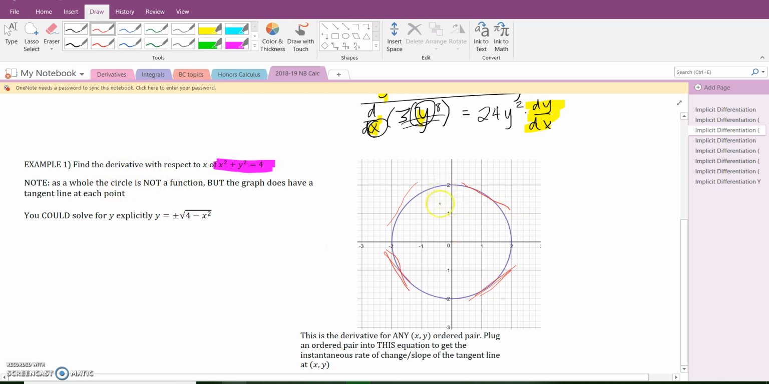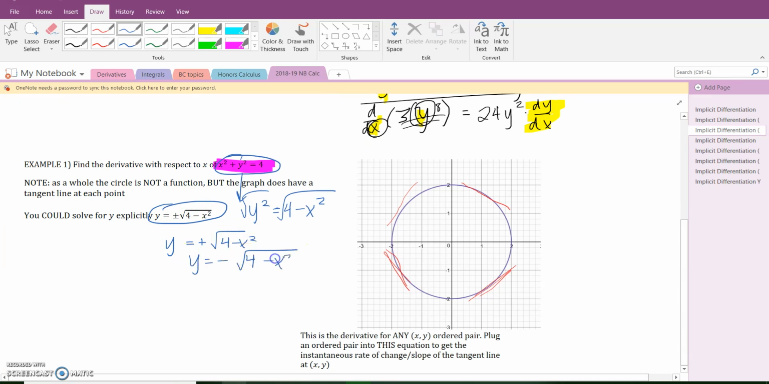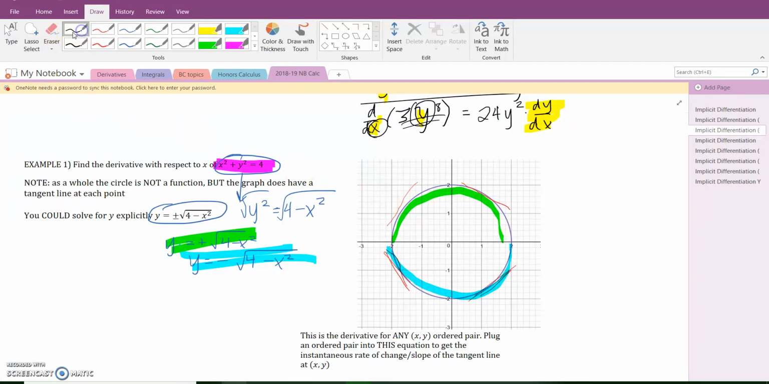So notice as a whole, this circle is not a function, but this is an example of an implicit function where I could solve for y. So I could just subtract x squared from each side and get y squared equals 4 minus x squared. If I do a square root, I get this statement. So I have y equals positive root and y equals negative root. So the positive root would be the upper branch and the negative root would be the lower branch. So again, this is the whole idea of breaking an implicit non-function into branches so that they are functions.